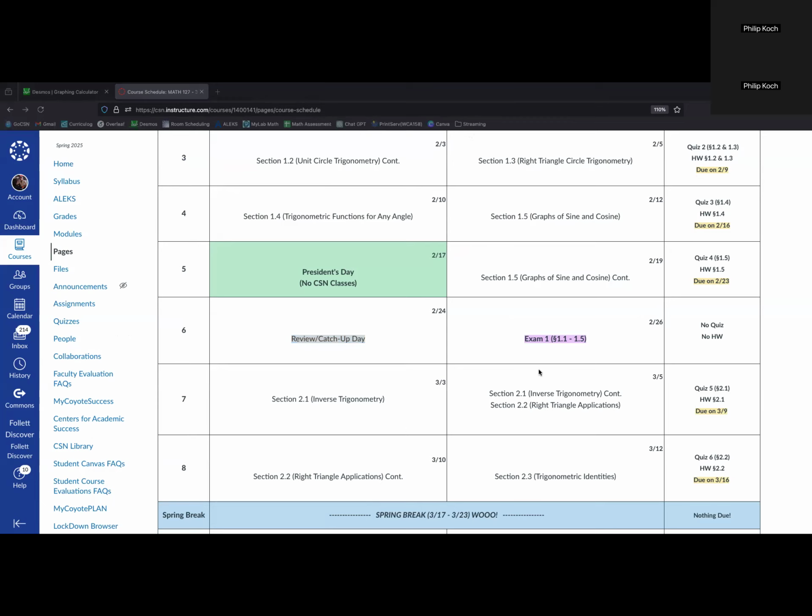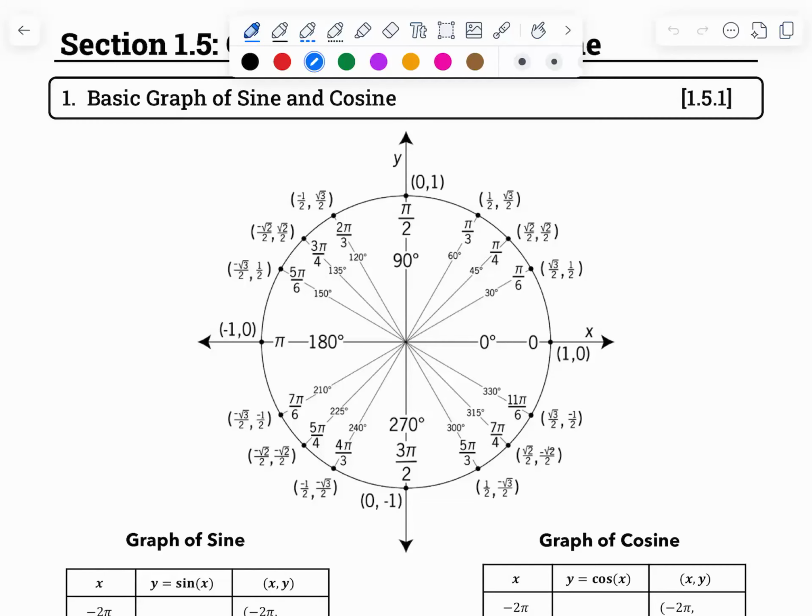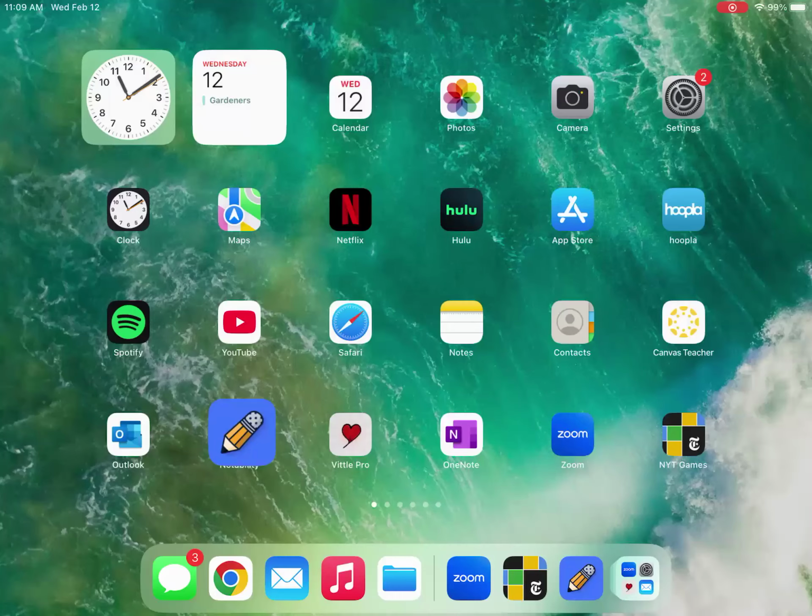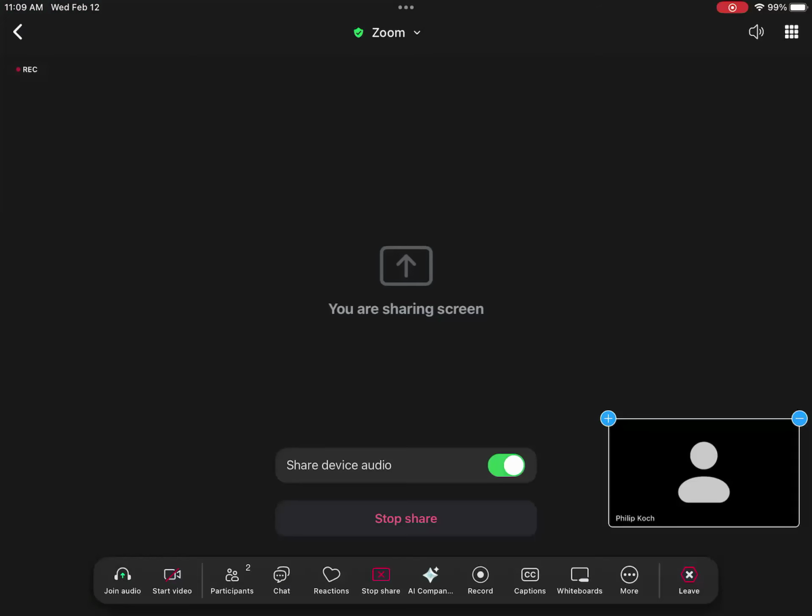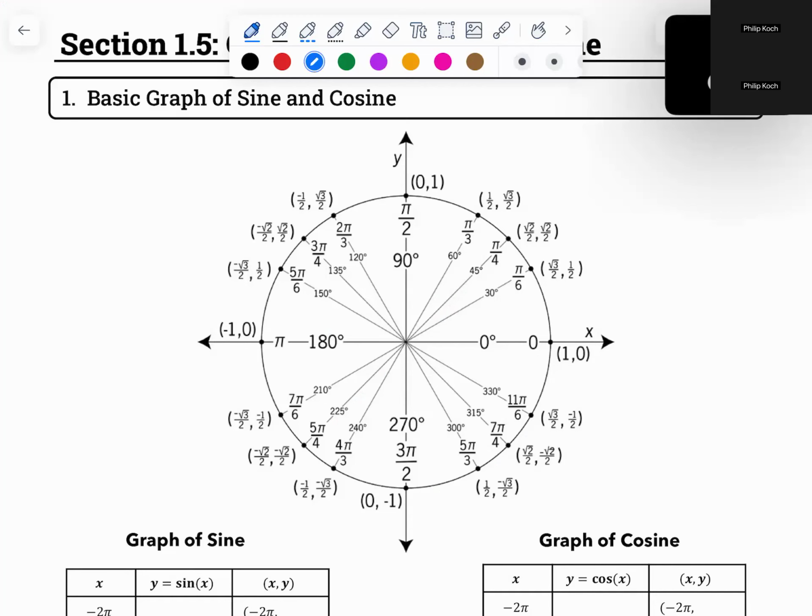All right. Let me go ahead and stop sharing and switch back over to the iPad. Oh, wait, it switched over. Awesome. Okie dokie, and here we are.